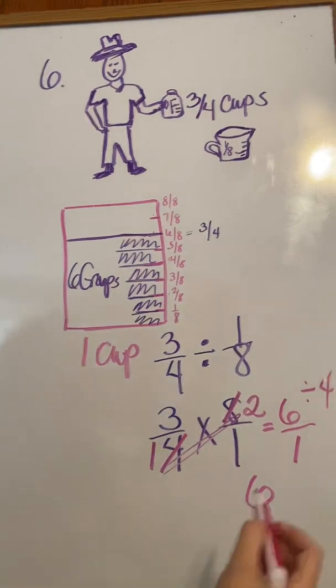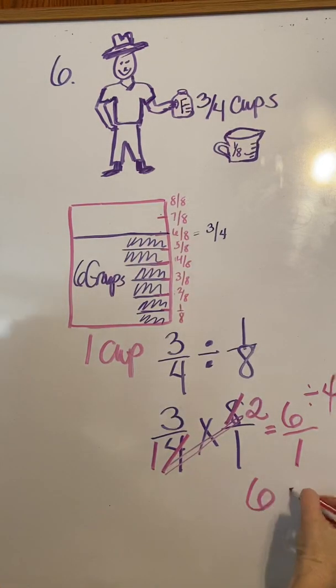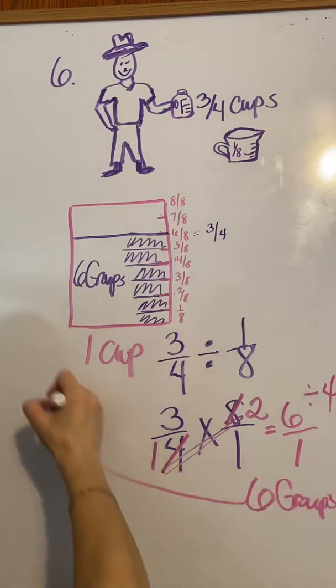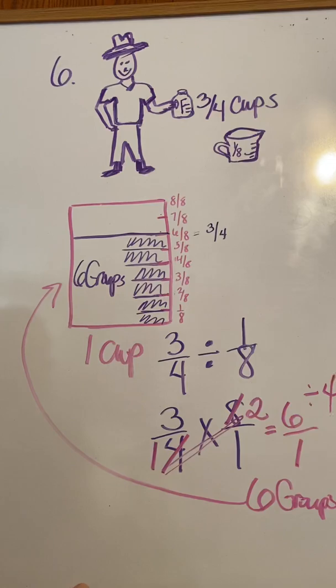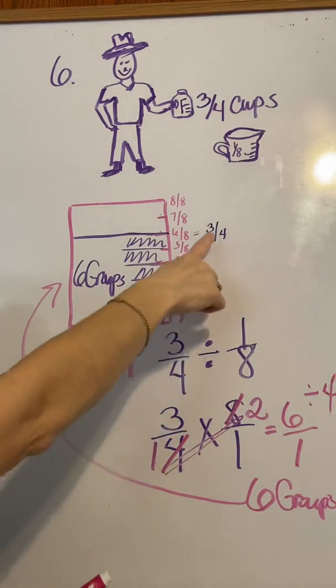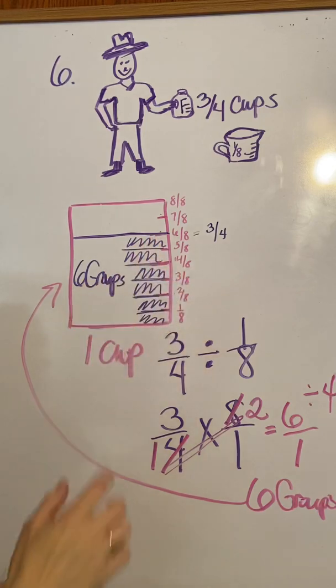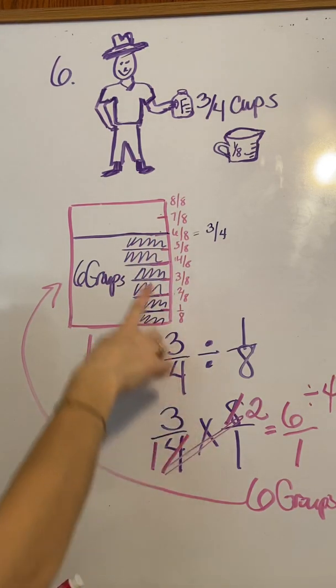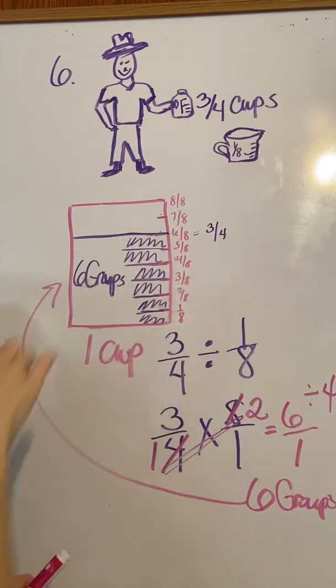And 6 groups, whoa, I about knocked my phone over just now. 6 groups is the exact same thing we got up here. We drew a picture of the fertilizer. 3/4 of the fertilizer was 6 groups of 1/8. So you can multiply it using the reciprocal, or you can draw a model of it to get the same thing.